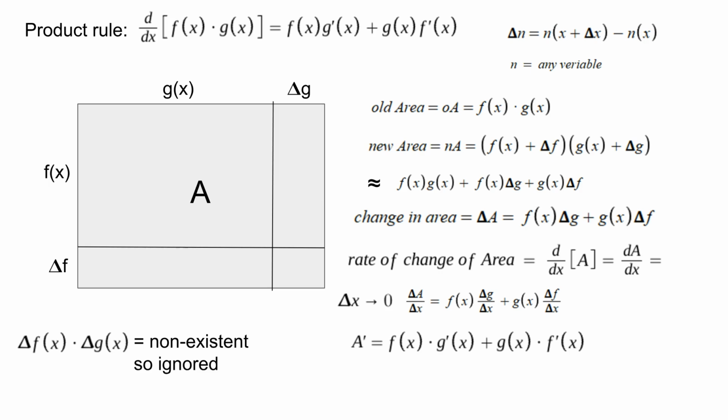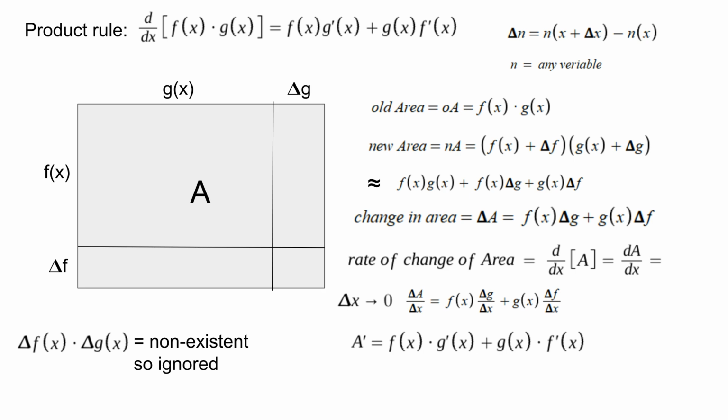The product rule represents the derivative of a function multiplied by another function, which is equal to the first function multiplied by the derivative of the second function plus the second function multiplied by the derivative of the first function. This can be thought of as the rate of change of an area, with an old area of g of x multiplied by f of x.